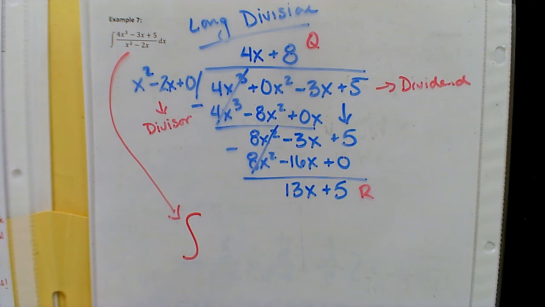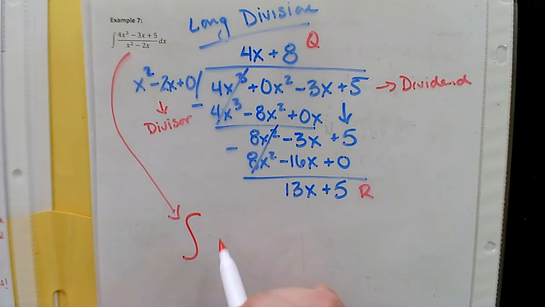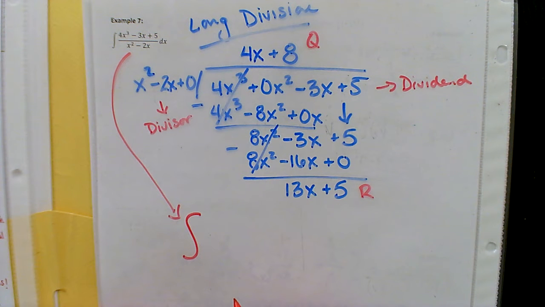Can we combine that long division process to write what the mixed fraction or mixed number would look like? Do we need to do a number example to make the connection? What do you think? Yeah. It would be 2x squared plus 8x and then plus 13x plus 5 over x squared.